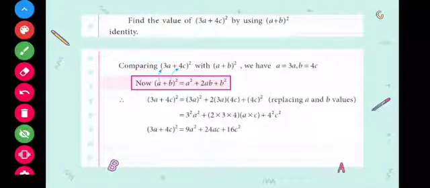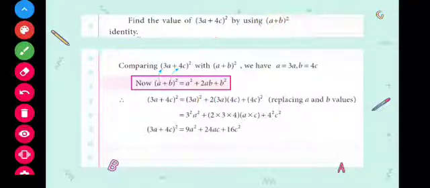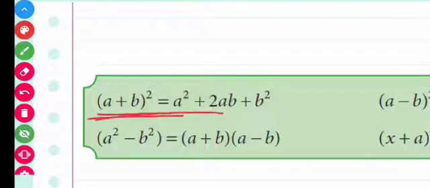Here the question is, find the value of 3a plus 4c the whole square by using the a plus b whole square identity. In the question itself they have given which identity you should use. In some questions they may not give it, and in such situations you have to use your brain to think which identity should come there. By seeing this, we have two terms, a positive sign in the middle and a whole square. So easily you can identify that this is the identity you have to use.